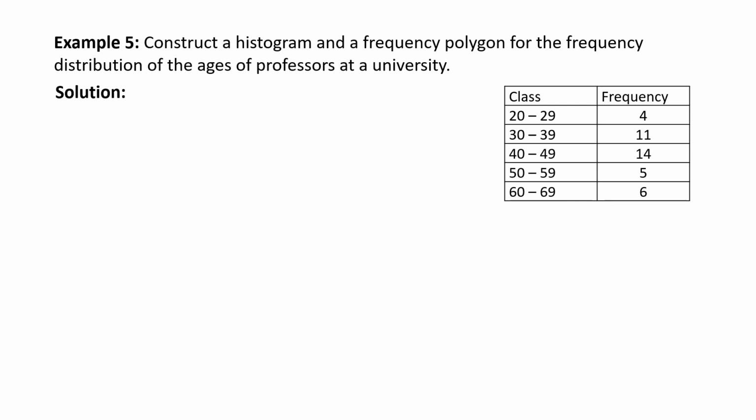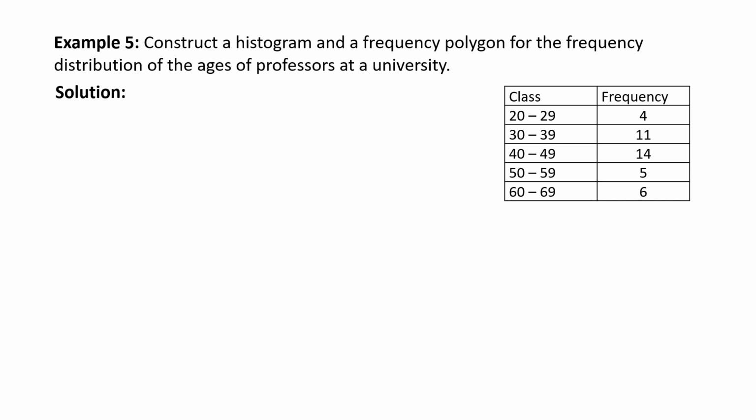Example, construct a histogram and a frequency polygon for the frequency distribution of the ages of professors at a university. Provided here is the frequency distribution we obtained from a previous example. Let's observe. We have class of 20 to 29, frequency 4. A class of 30 to 39 with frequency 11. 40 to 49, frequency 14. Ages 50 to 59, 5 professors in that group. And 60 to 69, 6 professors in that group.